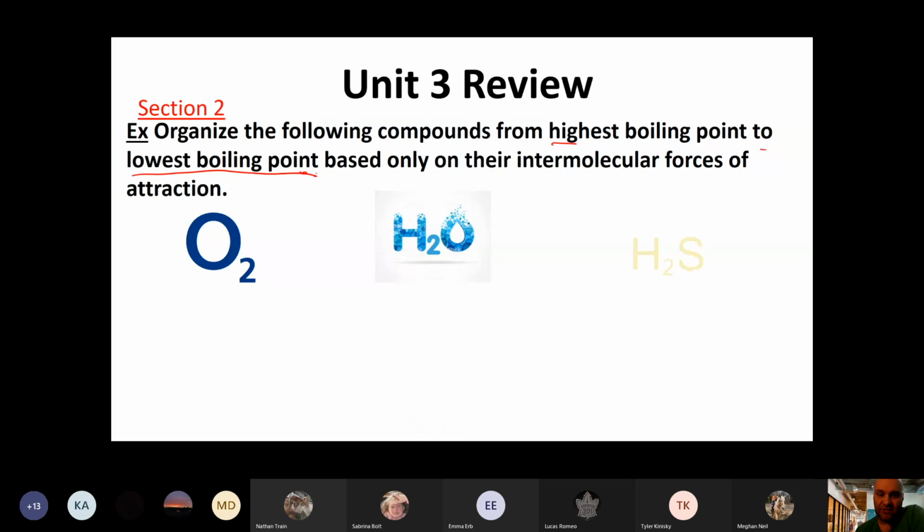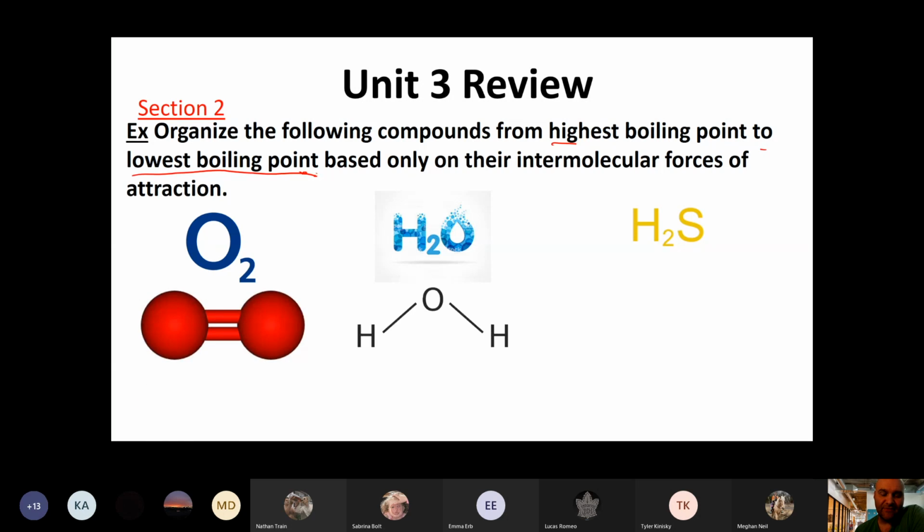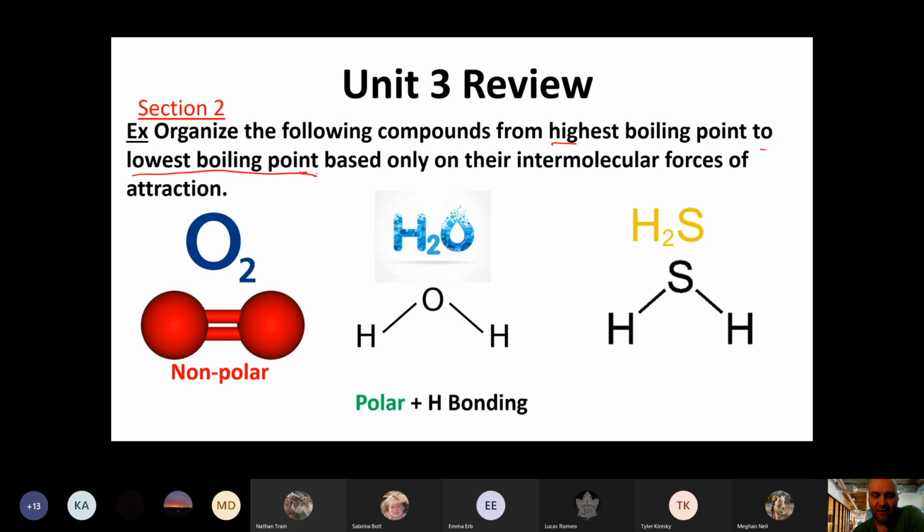So we've got oxygen, we have water, and we have hydrogen sulfide here. So if you want to go ahead and classify these and you drew them out, that's what oxygen would look like, that's what water would look like, and that's what the hydrogen sulfide would look like. So in terms of classifying this, we could say that the oxygen is nonpolar. Again, it's identical kind of in every direction.